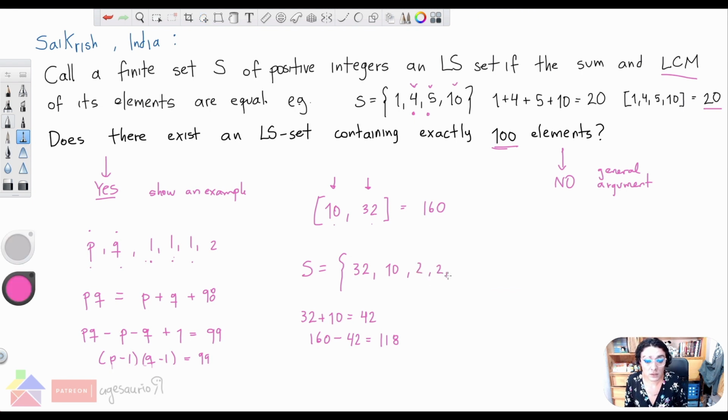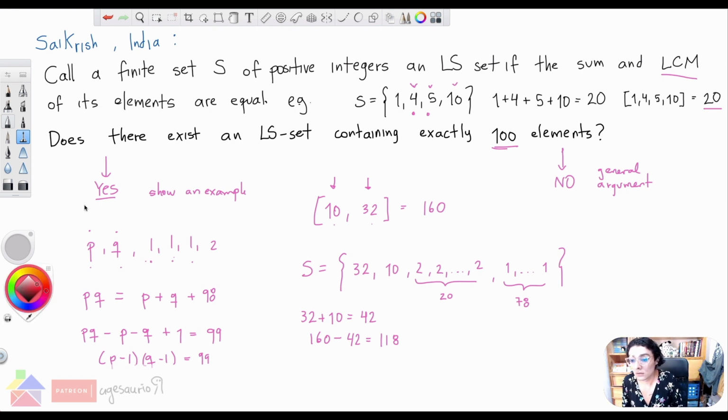It has exactly 20 2's, and then the rest are ones. So 98 minus 20 is 78 ones, plus the 2's, 10 and 32, that's 100 numbers. And that does it. So the answer is yes. Of course, I've only given one example, but that's enough.